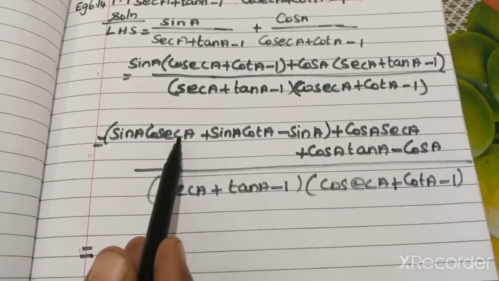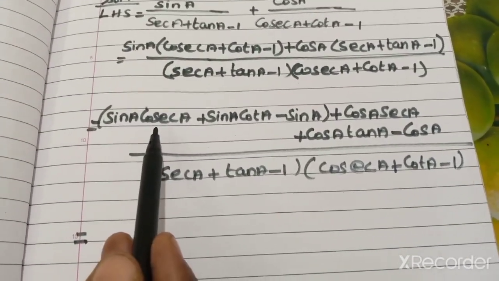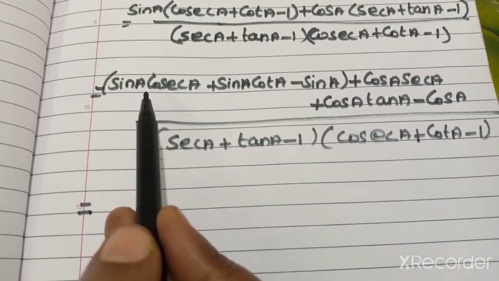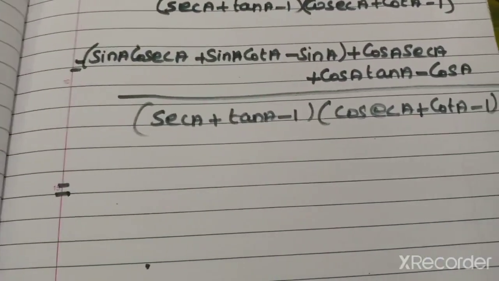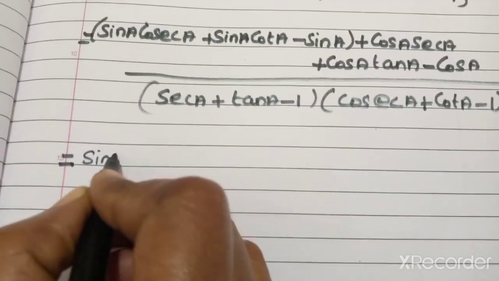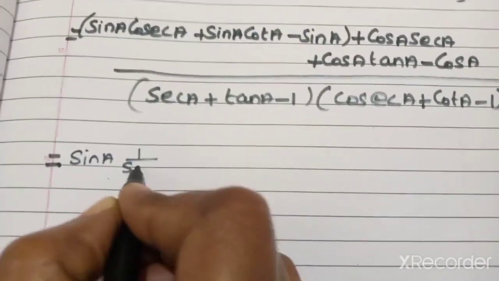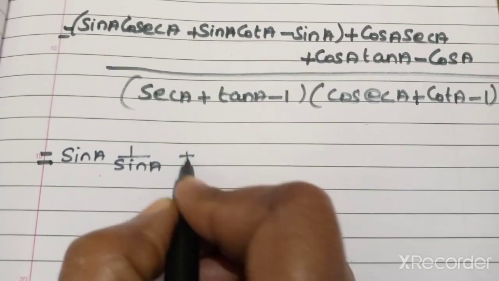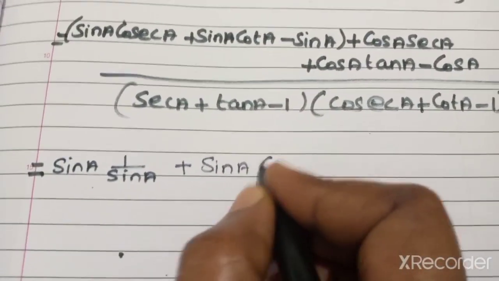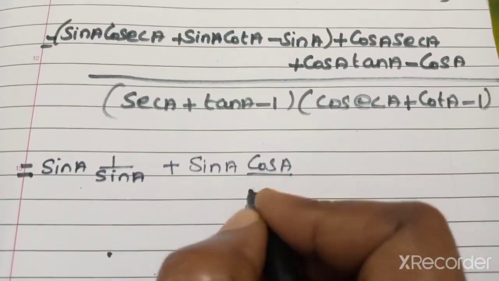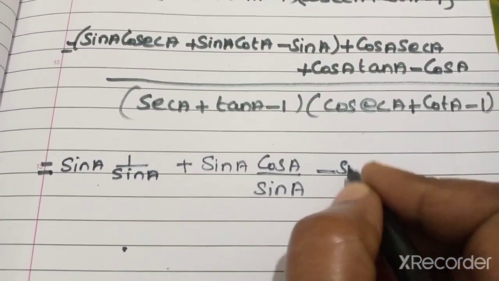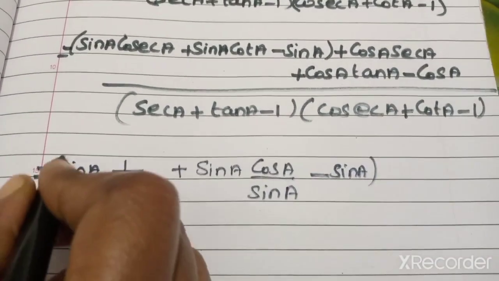Sin A cosecant A. What is the cosecant theta formula? 1 by sin theta. So in place of cosecant A, if we use 1 by sin A, it can be cancelled. So that sin A let us write as it is, and cosecant A let us write 1 by sin A. Okay, sin A into 1 by sin A plus, here sin A into cot A, let us write cos by sin, that is cos A by sin A. We get the cancellation, okay, for that. Minus this one as it is, right, sin A, close the bracket.